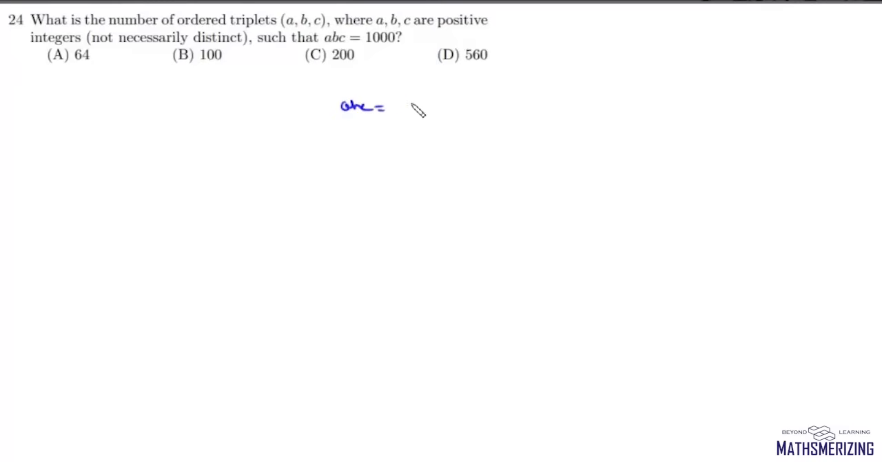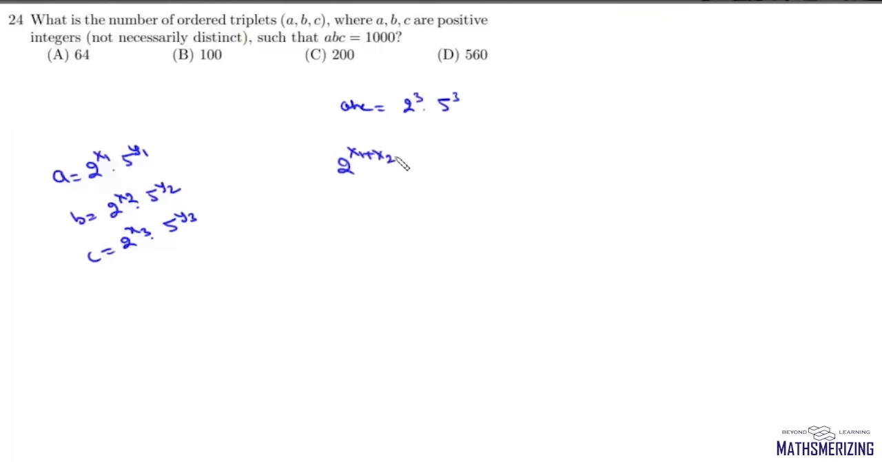So we can write ABC as 2 cube into 5 cube. Now let A be of the form 2 to the power x1, 5 to the power y1, let B be 2 to the power x2, 5 to the power y2, and C be 2 to the power x3 into 5 to the power y3. Now we'll multiply them, then A into B into C will be 2 to the power x1 plus x2 plus x3 into 5 to the power y1 plus y2 plus y3, and it will be equal to 2 cube into 5 cube. Now we'll compare, we'll get these two conditions.